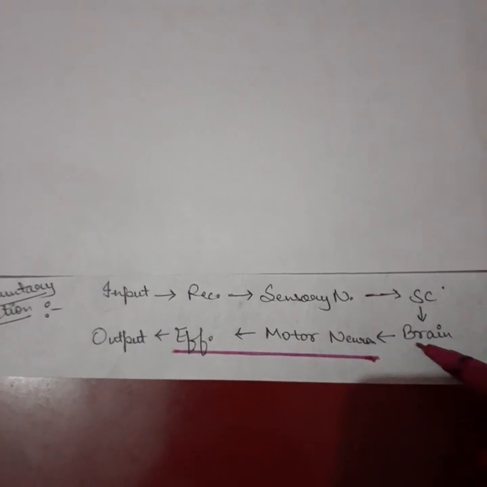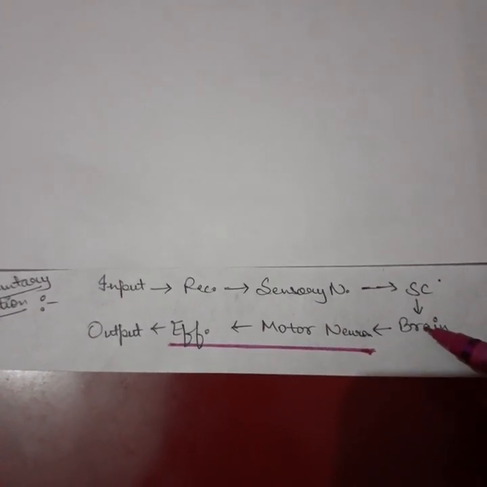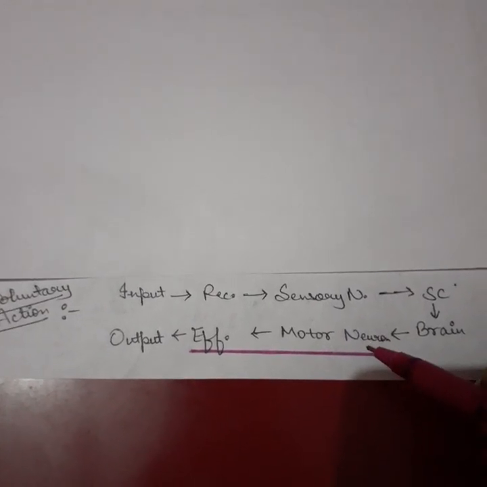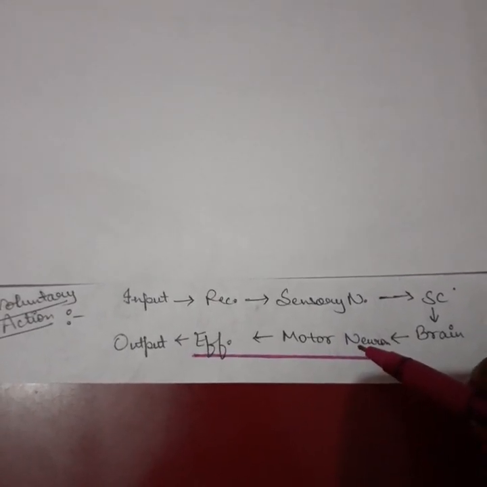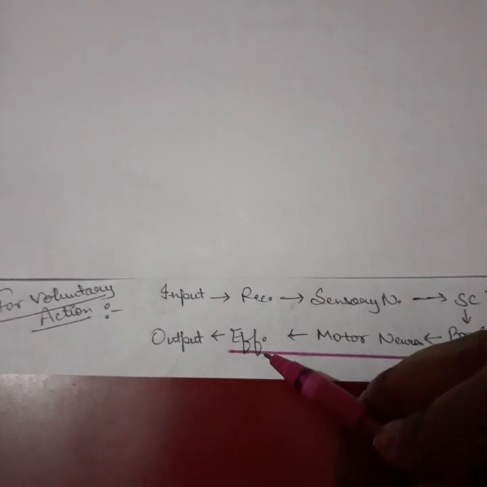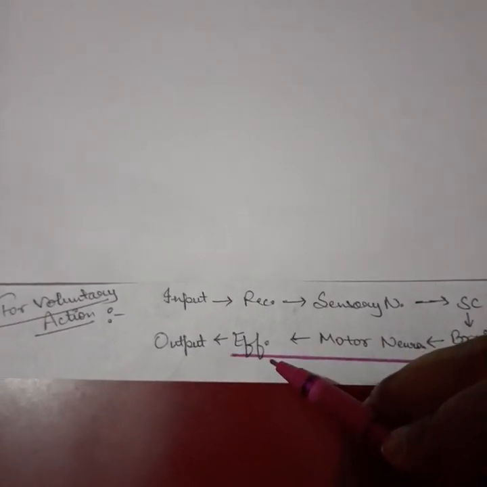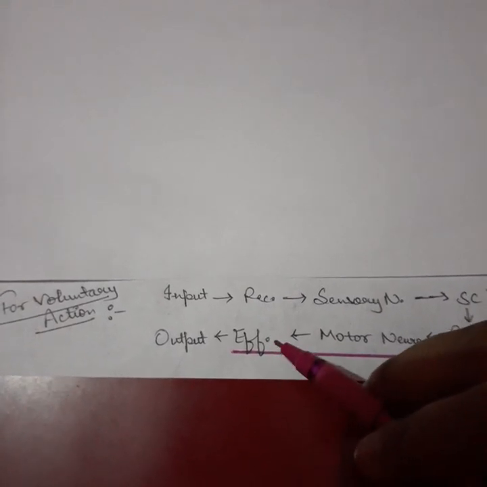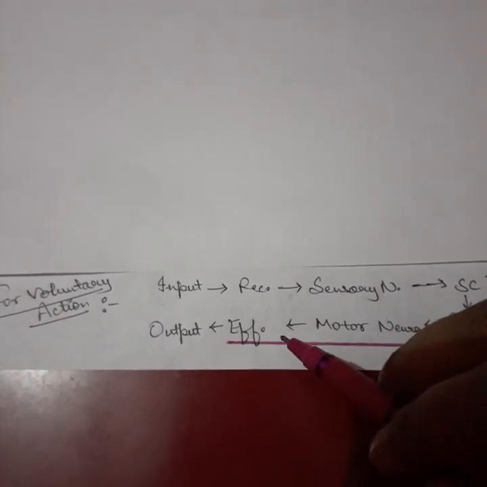Then after the processing or thinking process is over, a command is generated and is forwarded to the motor neuron. Finally, the command is brought by the motor neuron to the effector organ. Now I think you're able to understand. Yes, this you must have already known, or this picture must already be set in your mind.